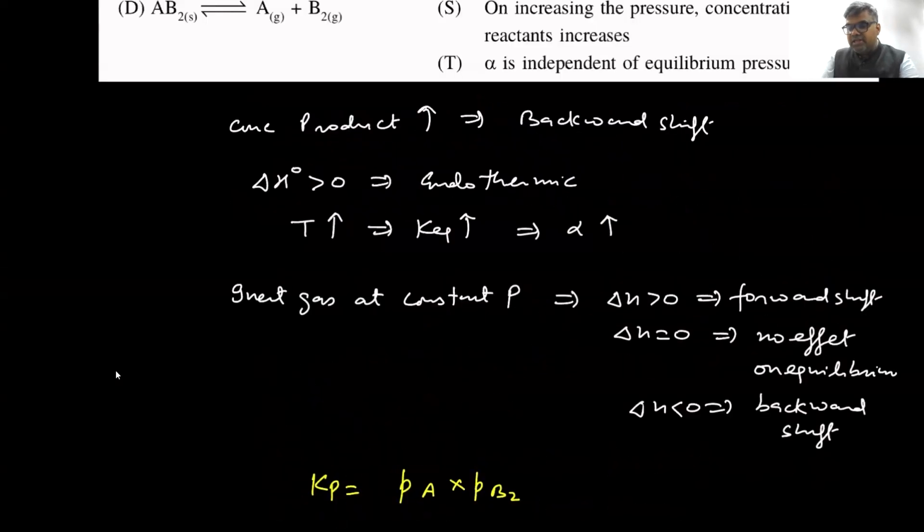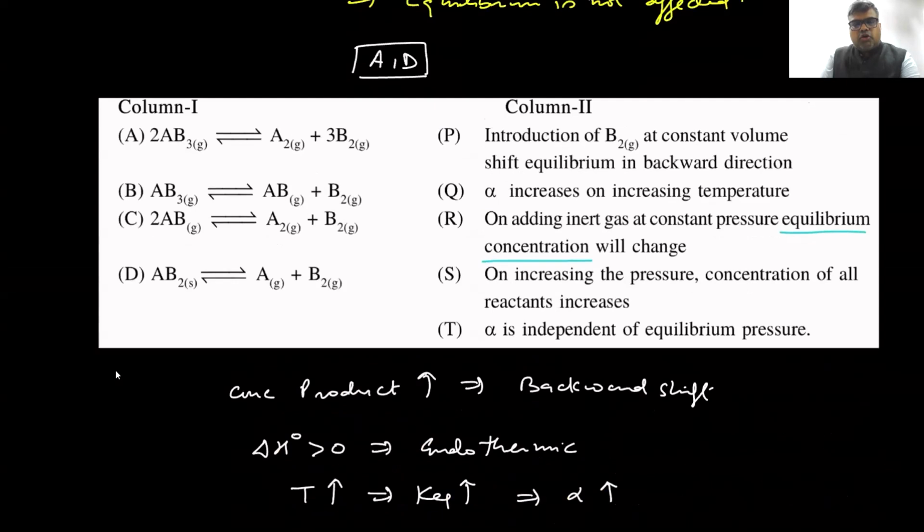Very important, notice it carefully. On addition of inert gas at constant pressure, in the delta n zero case equilibrium is not affected. Delta n positive, equilibrium is affected. Delta n negative, equilibrium is affected. So equilibrium is affected means the concentration of different substances will be altered.